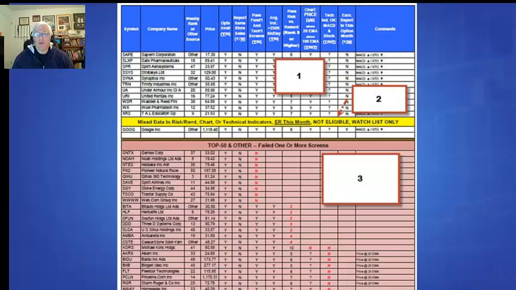Moving on to the next page now, Section 1 shows a continuation of the last section from the previous page. Section 2 shows stocks with mixed data, but do have an earnings report in the current month and therefore are not eligible until that earnings report does pass. And below that in the pink shaded area, Section 3, are stocks that have failed one or more screens and therefore are not eligible in the current month. It will also show which of the screens it failed.